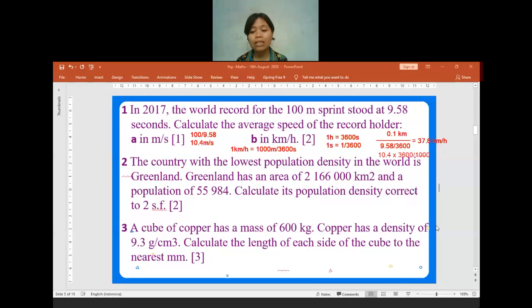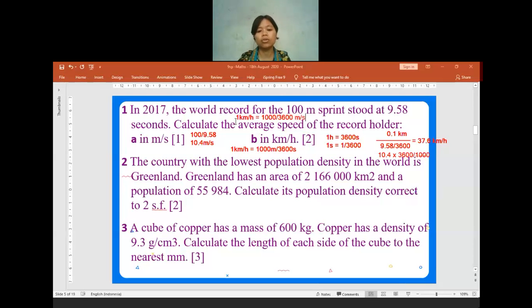Teacher, why is it 3,600 divided by 1,000? Okay, I'm listening to you. If 1 kilometer per hour is equal to 1000 per 3600 meters per second, did you get confused? No? If it is like this, do you understand?